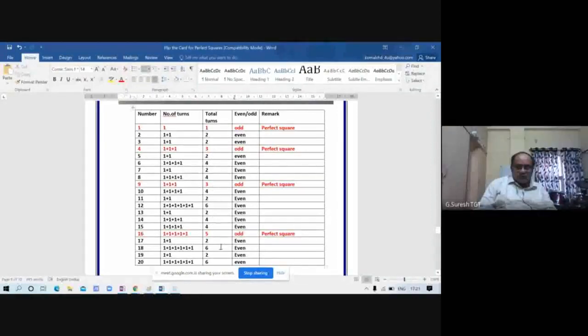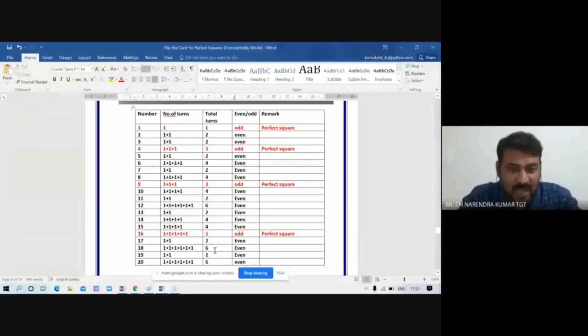I think everybody is following this. Just flipping the cards, that's all, and noting down the number of turns. And from this we can tell how many factors a number has. Suppose it is 6, 6 has 4 factors. If it is 8, 8 has 4 factors, and 9 has 3 factors.